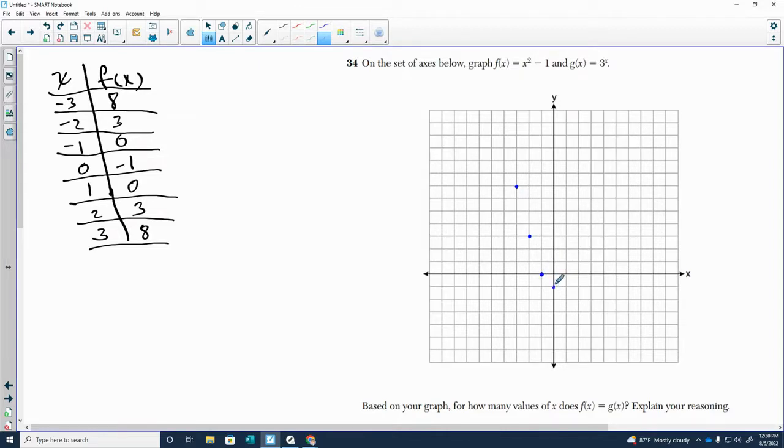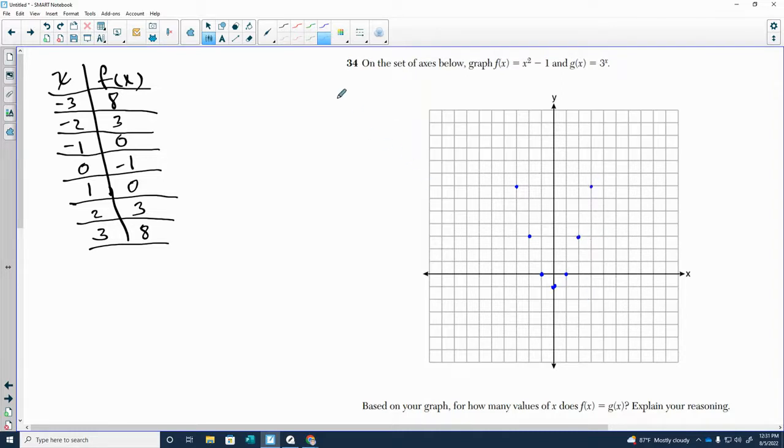0, -1. That's an important point because that's the vertex, or the turning point, of my parabola. 1, 0. 2, 3. And 3, 8.